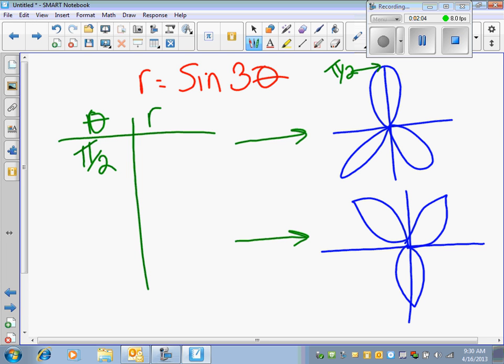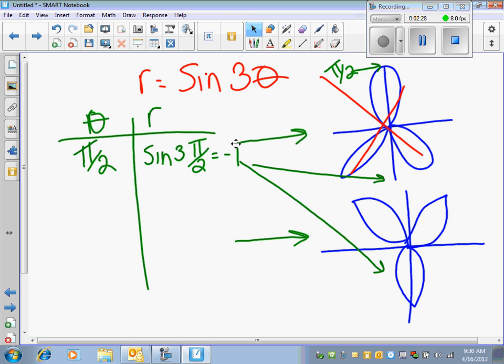So if I plug in pi over 2, I get sine of 3 pi over 2, which is equal to -1. And when theta is pi over 2, where it's -1, is definitely not right there. It's this one. So this is the correct graph, and this one right here is incorrect.